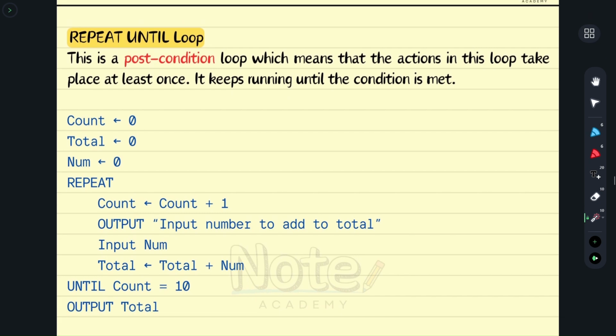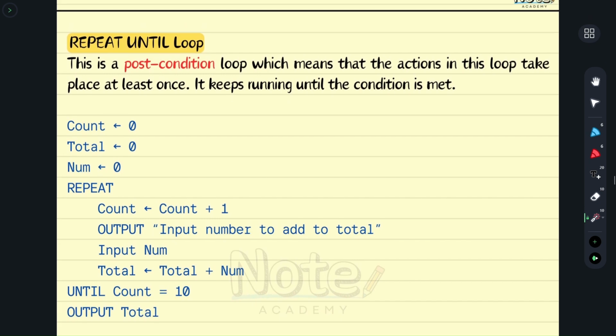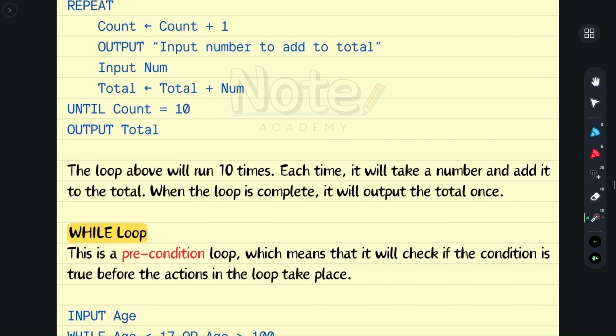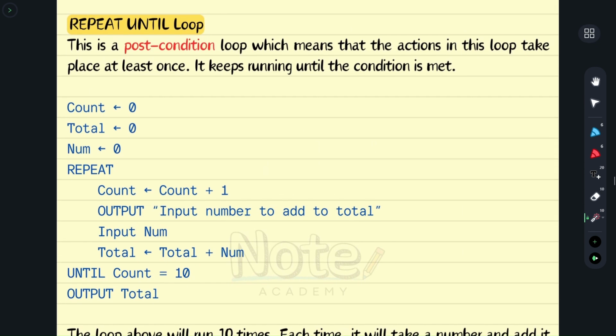The repeat until loop is basically a post condition loop. This means that the actions in this loop will take place at least once. There's another type of loop which is a precondition loop. Over here this is a while loop, which is a precondition loop. This will only run if the condition is true, so these actions will not take place unless the condition is true. However, the repeat until loop is a post condition loop. Therefore it will always run one time, and then it will compare it with the condition. So it will always run once.